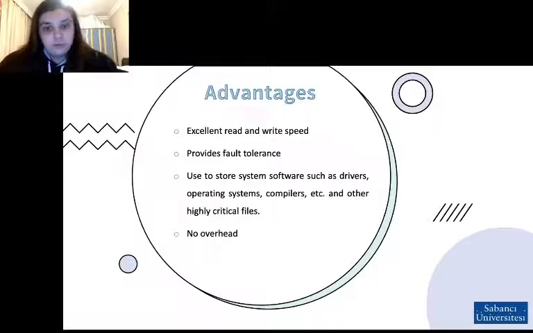It provides fault tolerance. In case a drive fails, data do not have to be rebuilt. They just have to be copied to the replacement drive. By this, continuous operation is maintained. It's used to store system software such as drivers, operating systems, compilers, etc., and other highly critical files. There is no overhead of storing parity information.